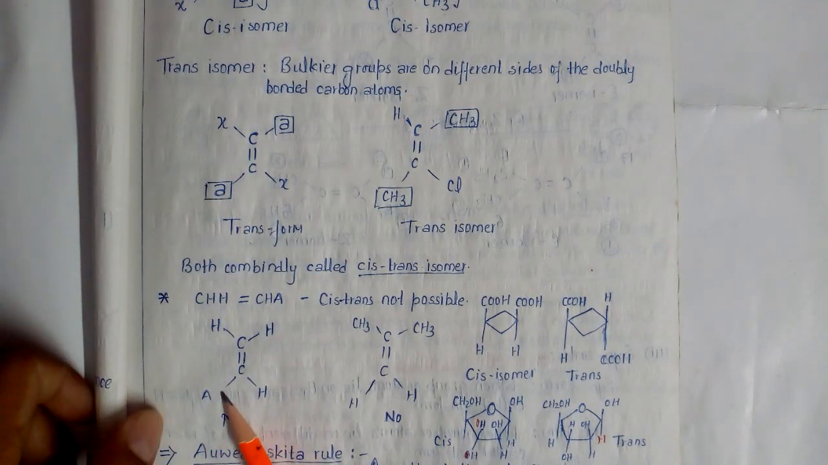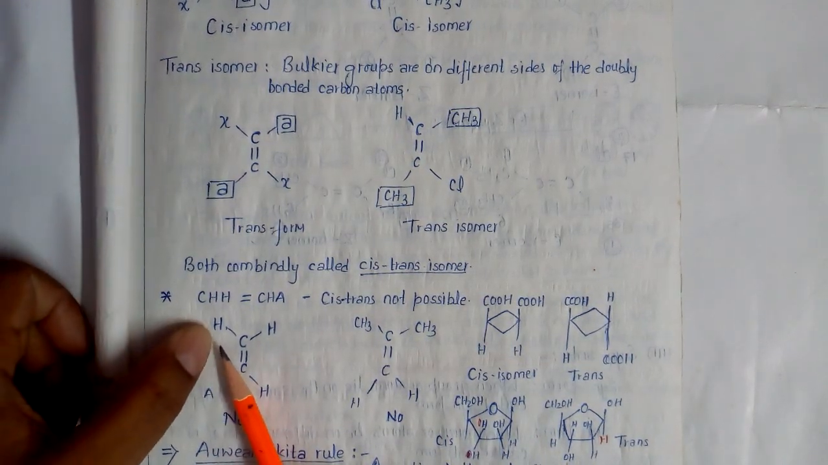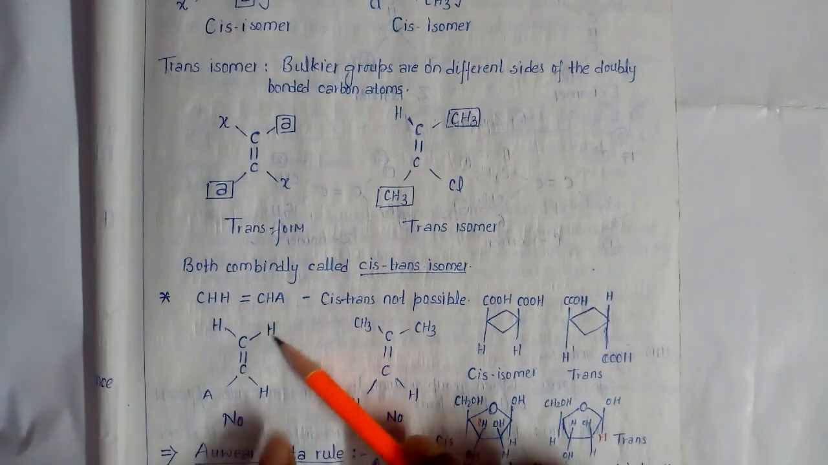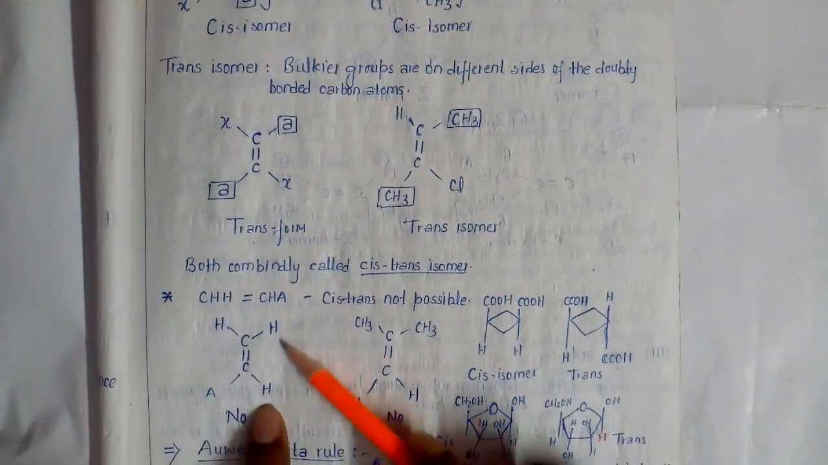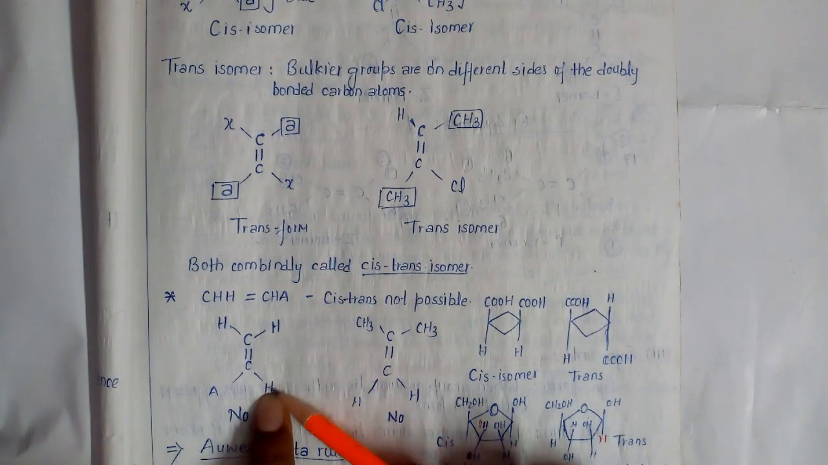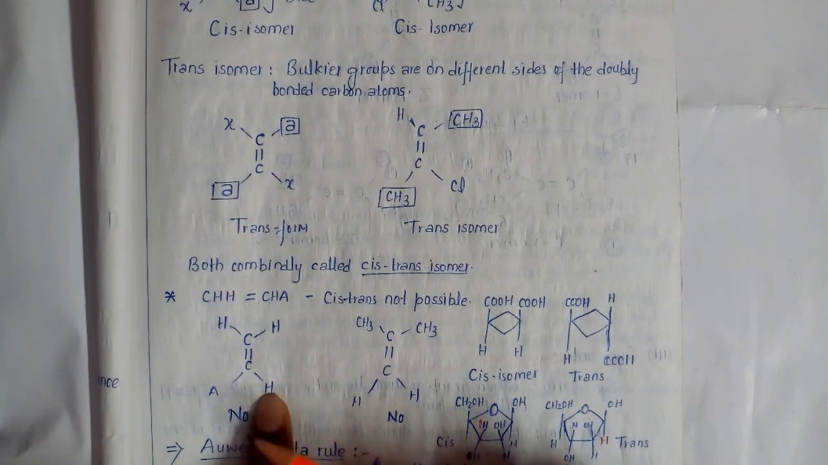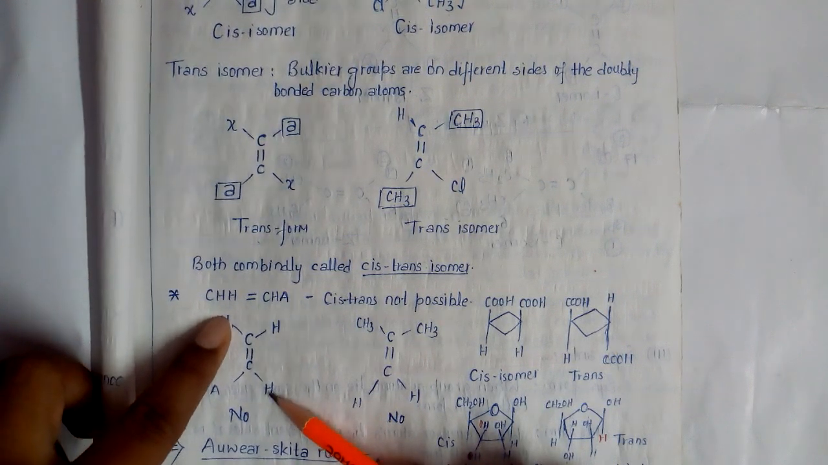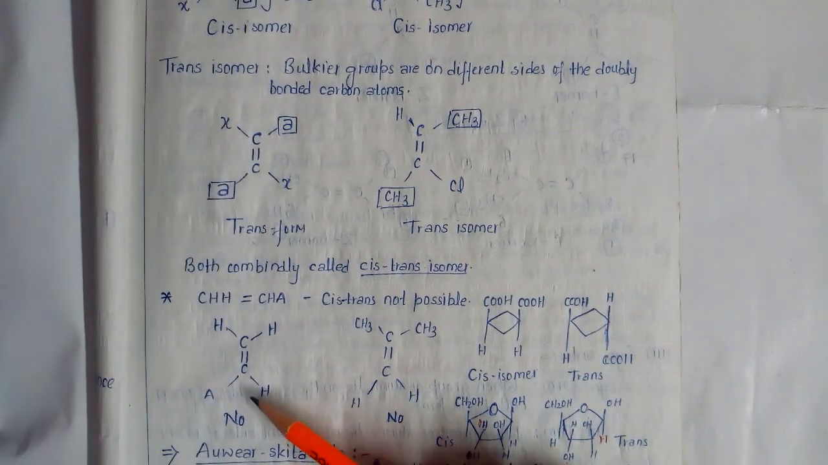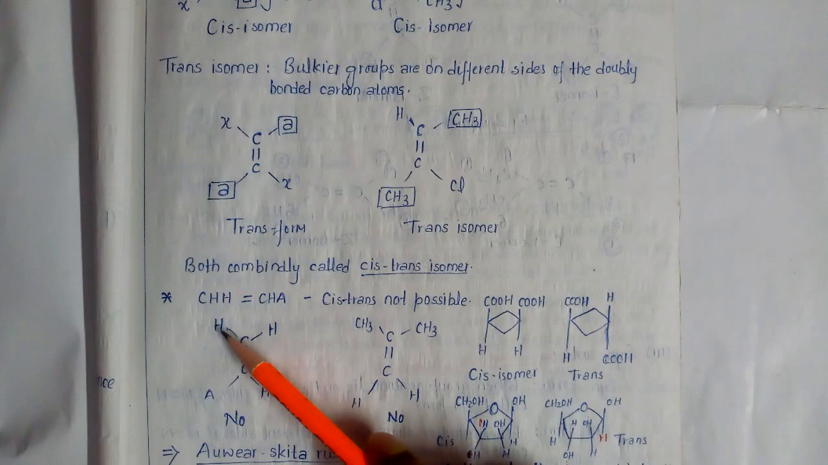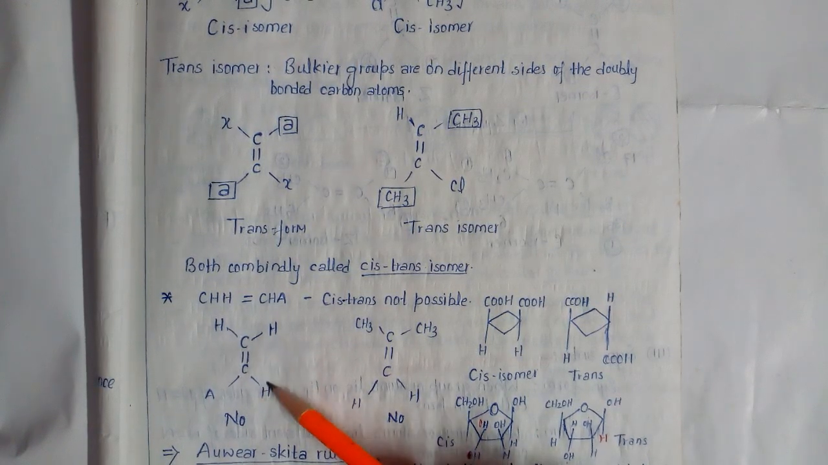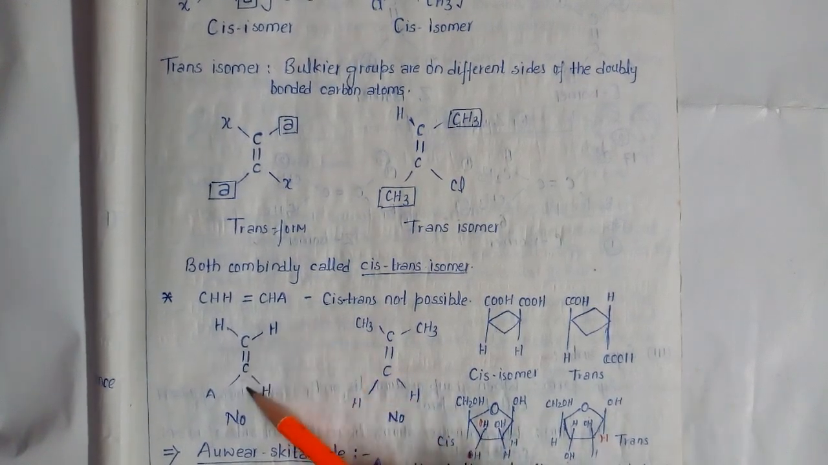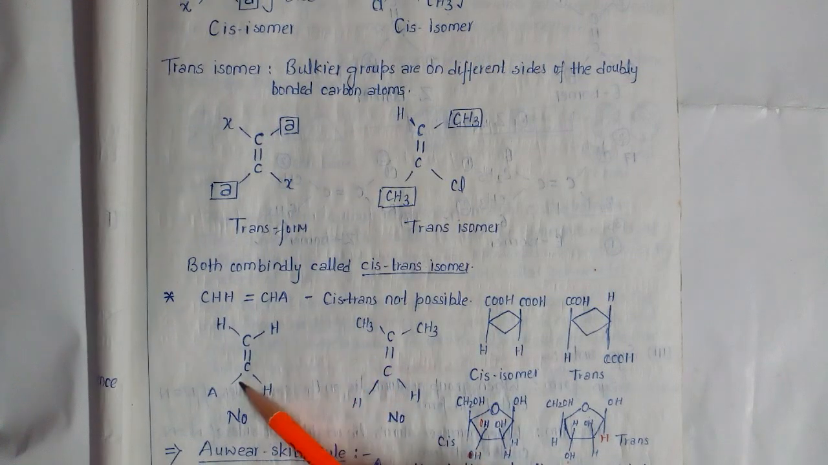Look carefully. If you observe the hydrogen atoms, in this case they lie on the same side, and from this point of view this is the cis isomer. But from another point of view, the hydrogen atoms are also in trans position, and it is not possible for a single molecule to act as both cis and trans. So this form never shows cis-trans isomerism.